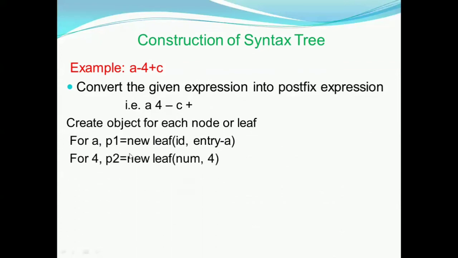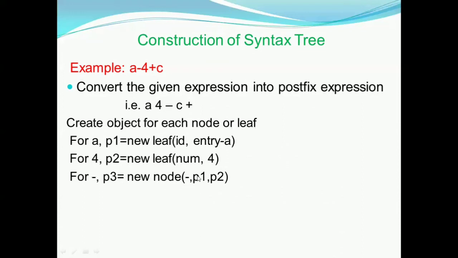And then the next leaf we are going to create is for 4. You can observe that in case of a, we have given id, whereas in case of the number, we have given it as num, followed by the value associated with the number, which is 4. And then for minus, you're supposed to create a node. In order to create a node, you must have the operator followed by the two operands. So you have created nodes for P1 and P2. You need not create P1 and P2 once again. What you will do is give the reference of these. Please observe that carefully.